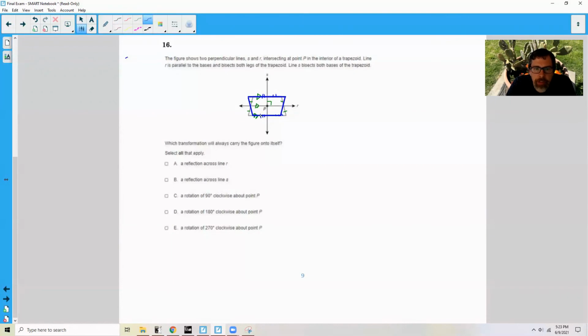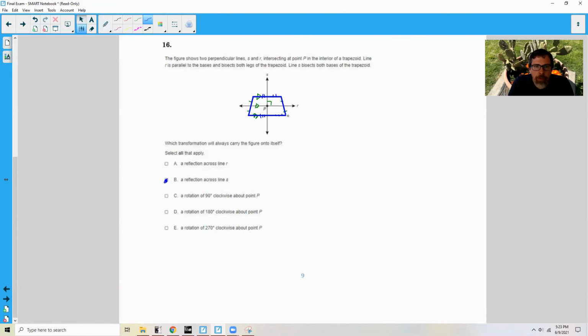Okay, it would end up like this. It obviously is not on top of itself. A reflection across S. Okay, here's S. Well, that would flip it this way, and it would land on top of itself that way. So that's a reflection across S.